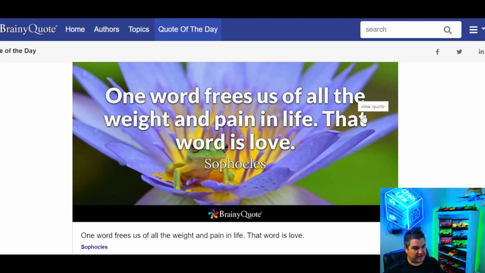Quote of the day by Sophocles. One word frees us of all the weight and pain in life. And that word is love. And frogs and flowers.